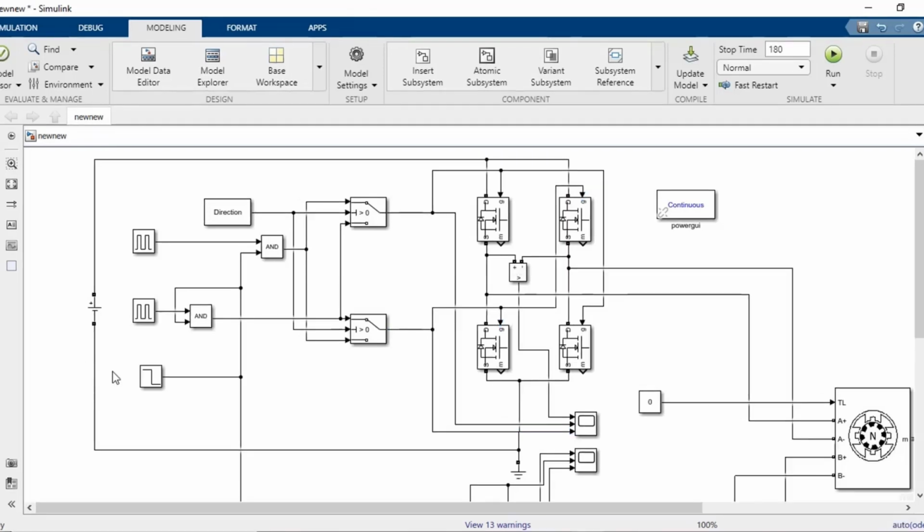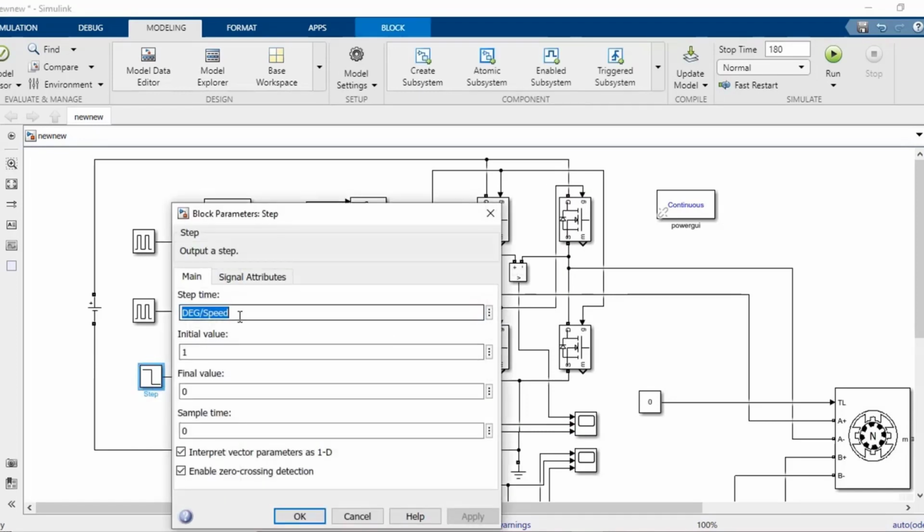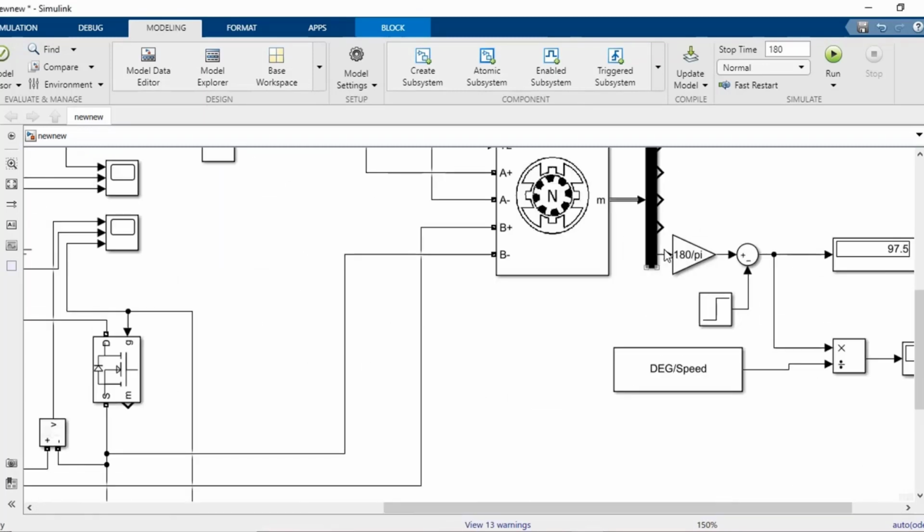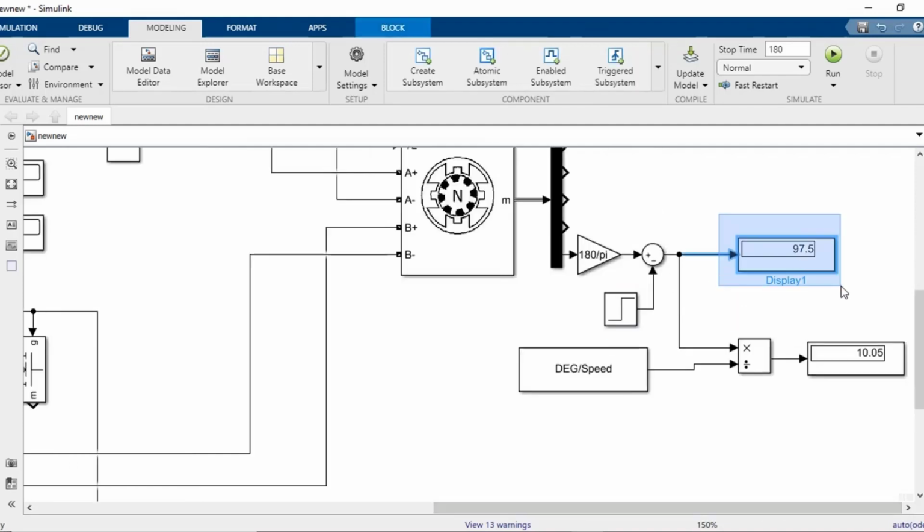Now let's see the delay period. The delay equation was degree divided by speed, as explained earlier. Here the output is shown in radians, so we have to multiply it by 180 divided by pi to get degrees. This one is the error minimizer, and this shows the angle output, and this one shows the speed output.